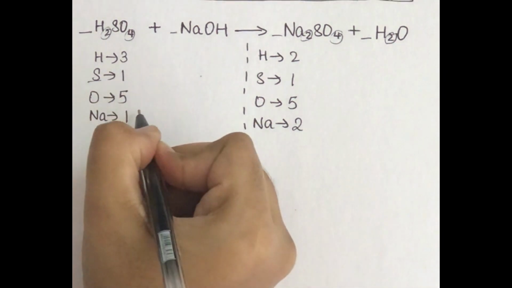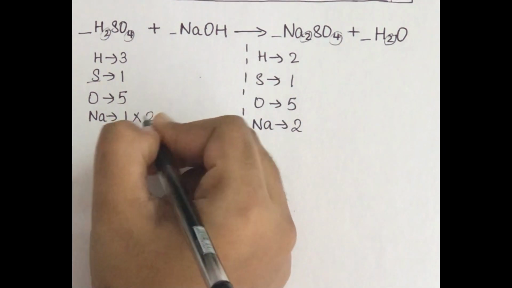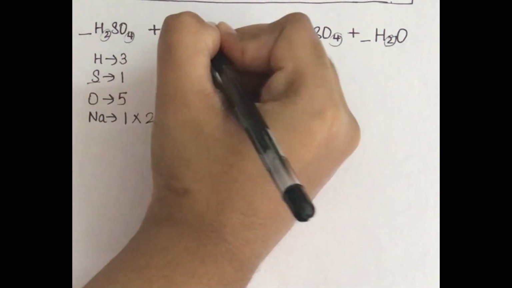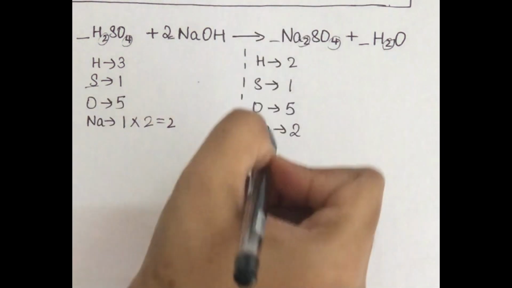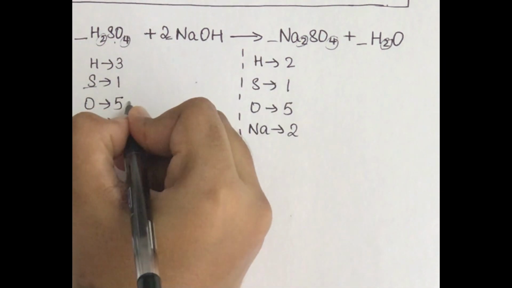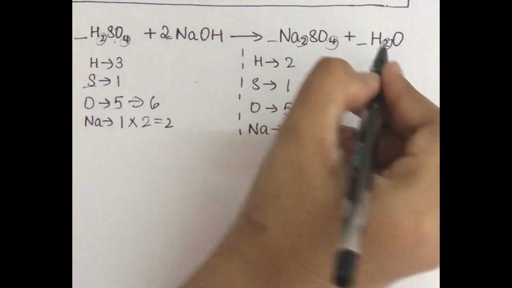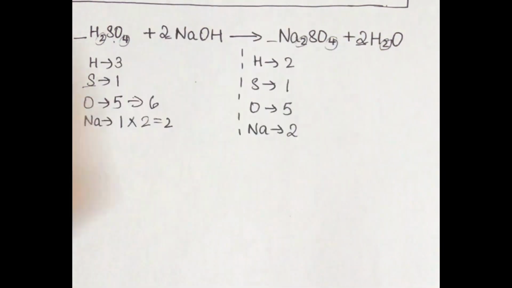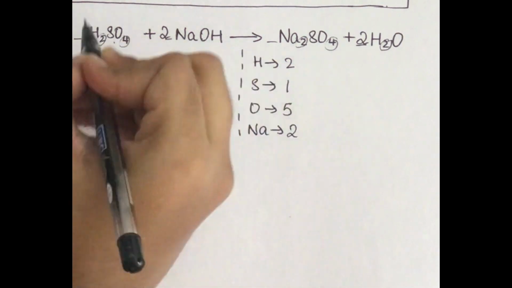So if we make sodium equal, we multiply this by 2 just to make it 2 and 2, and add a big 2 over here. We'll get 2 sodiums, now 2 here, 2 here, 2 oxygen plus 4, so that makes it 6. This will become 6. And we have to add a big 2 here as well, because hydrogen now becomes 2 plus 2 which is 4.